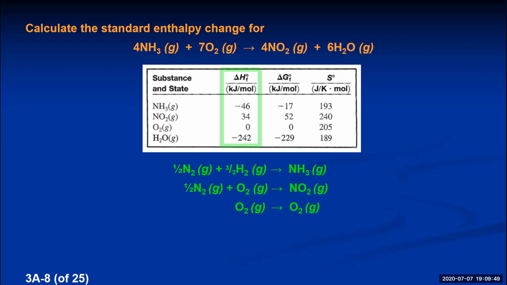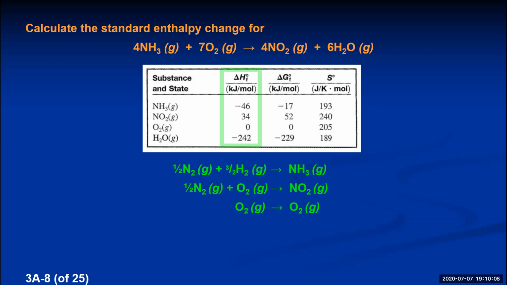So the moral of the story here is if you ever have a substance in your table and it's an element in its standard state, it's going to have a standard heat of formation of 0. And if I had O2 solid or O2 liquid, for example, it would not be a 0 value because that's not standard state. O2 gas is.